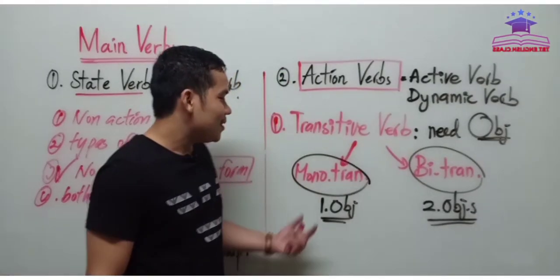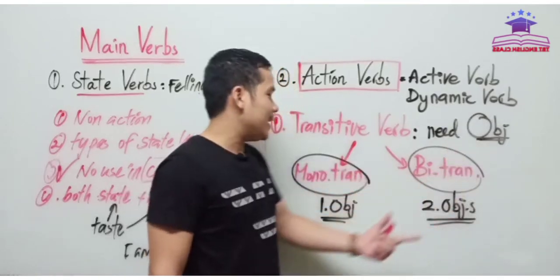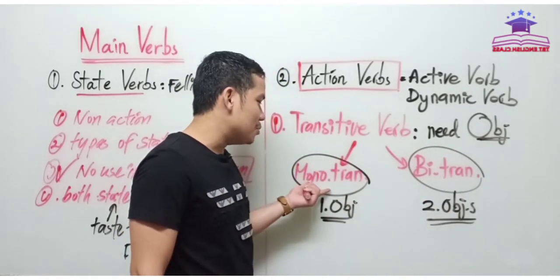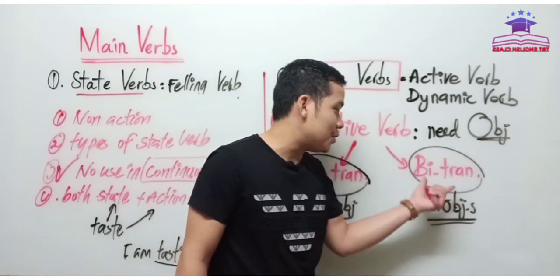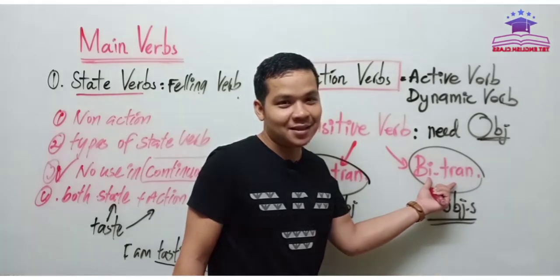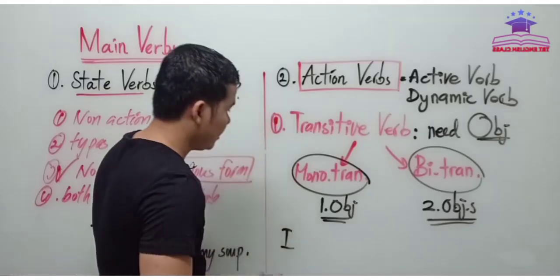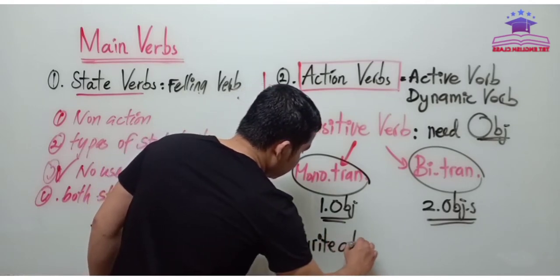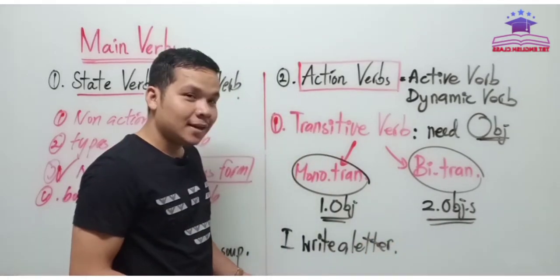Everyone, so transitive verb, you know already, is the verb that needs an object, and the transitive verb that needs only one object we call monotransitive verb, and the transitive verb that needs 2 objects we call, another way, bitransitive verb. See example. I write a letter.